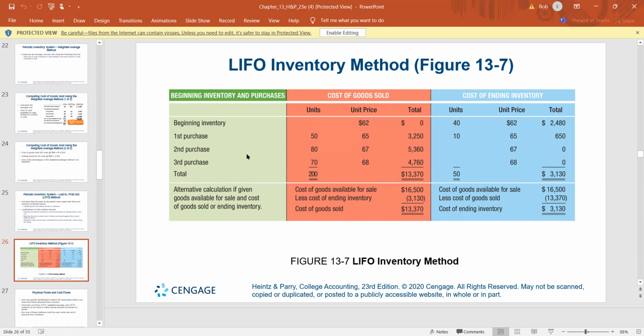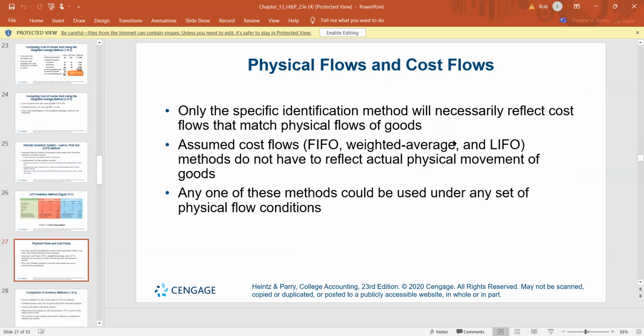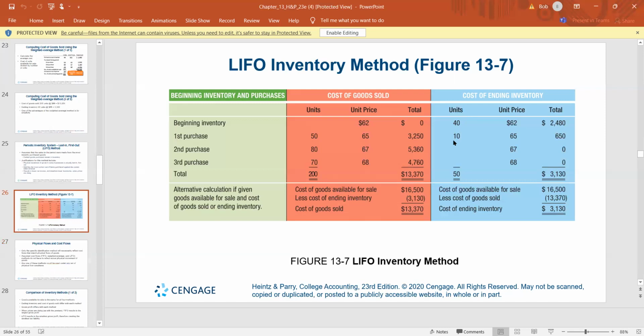Cost of goods sold. Okay, we sold 200. Under this method, we sold the 70 in the third purchase. We sold the 80 here, and we sold the entire 50 here. That means that we still have 50 left in our inventory, 40 from the beginning inventory, and 10 left over from the 60 of the first purchase. Only the specific ID method reflects the actual flow of the goods. We're looking at LIFO here. You see those 40 units left in the inventory?